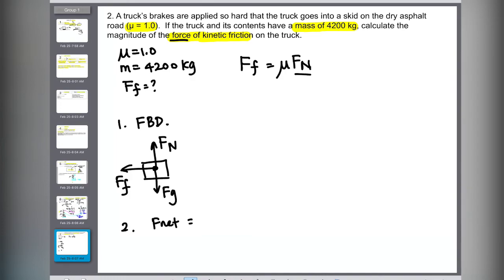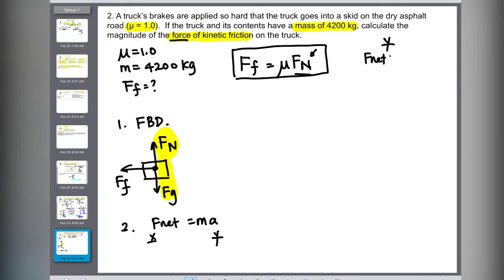The second step is we do our F net equals ma. You can analyze it along X and Y, but look at what I have, this is the equation, I need the Fn. Does it make sense that I'll probably look at the Y direction first? So along Y, F net equals up minus down. And hopefully you remember the acceleration is 0. The forces are balanced. The truck is going left and right. There is no unbalanced force.